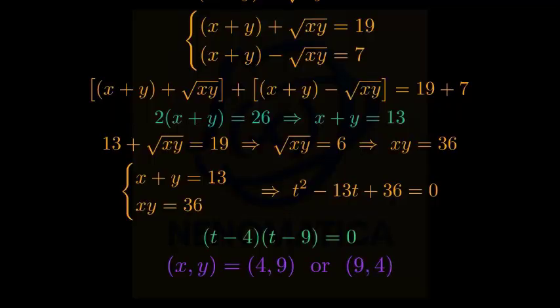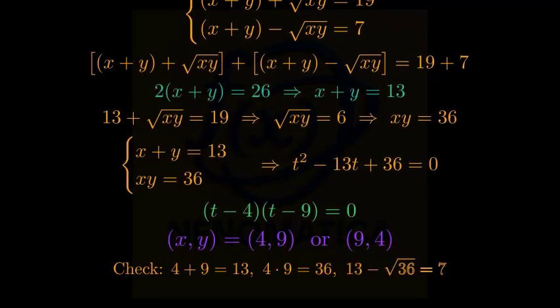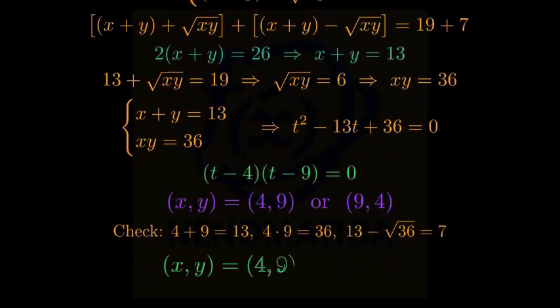A quick check. Both pairs give 13 for the sum and 36 for the product, and 7 for x plus y minus square root of xy. Everything is consistent. Final answer.